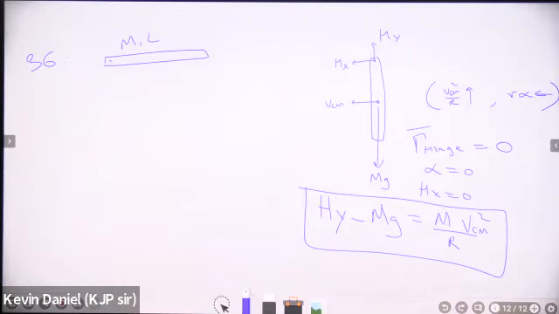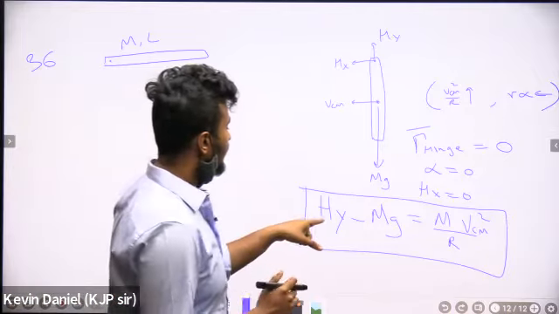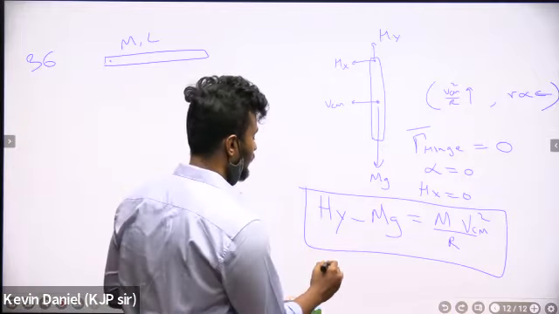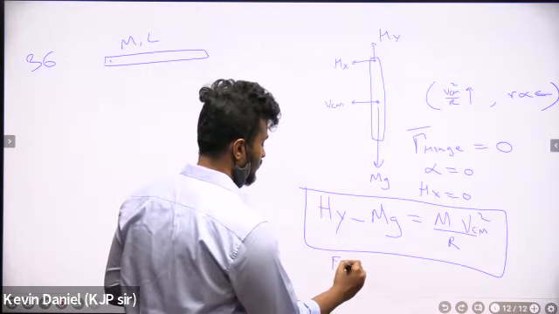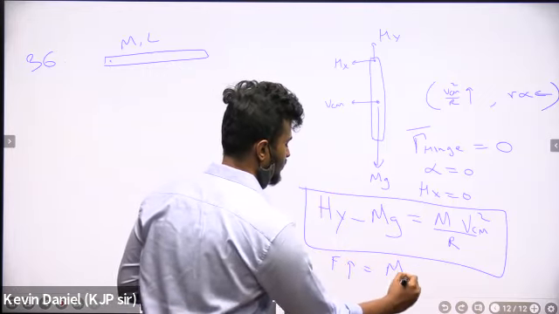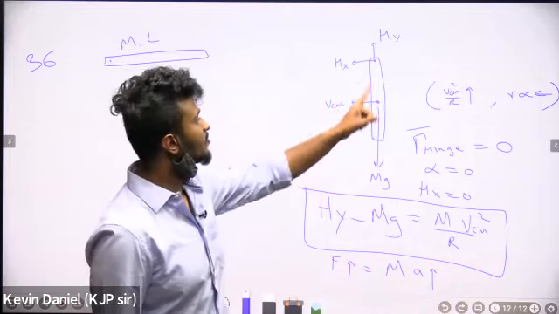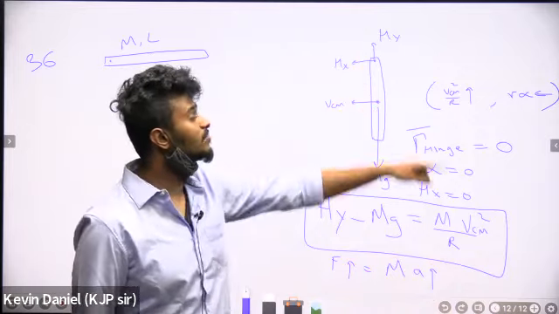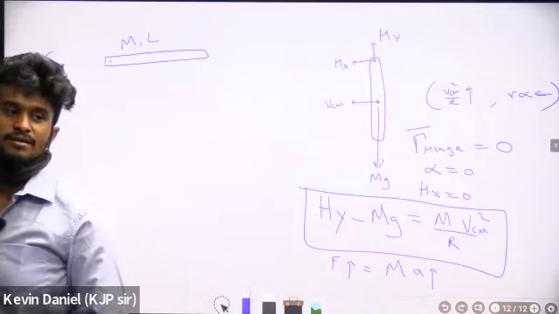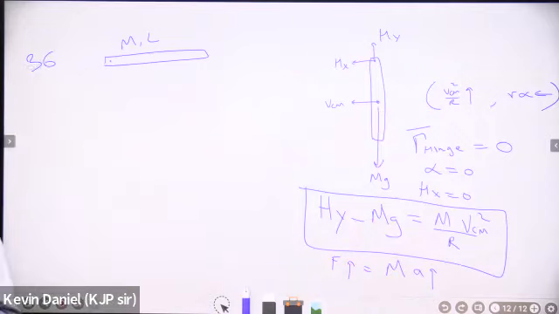What will be the direction of VCM square by R? I applied F equal to ma. Upward force is mass into upward acceleration. VCM square by R is upward, towards the center, it is the centripetal acceleration. And we get VCM by mechanical energy. Yes, write that here as well.